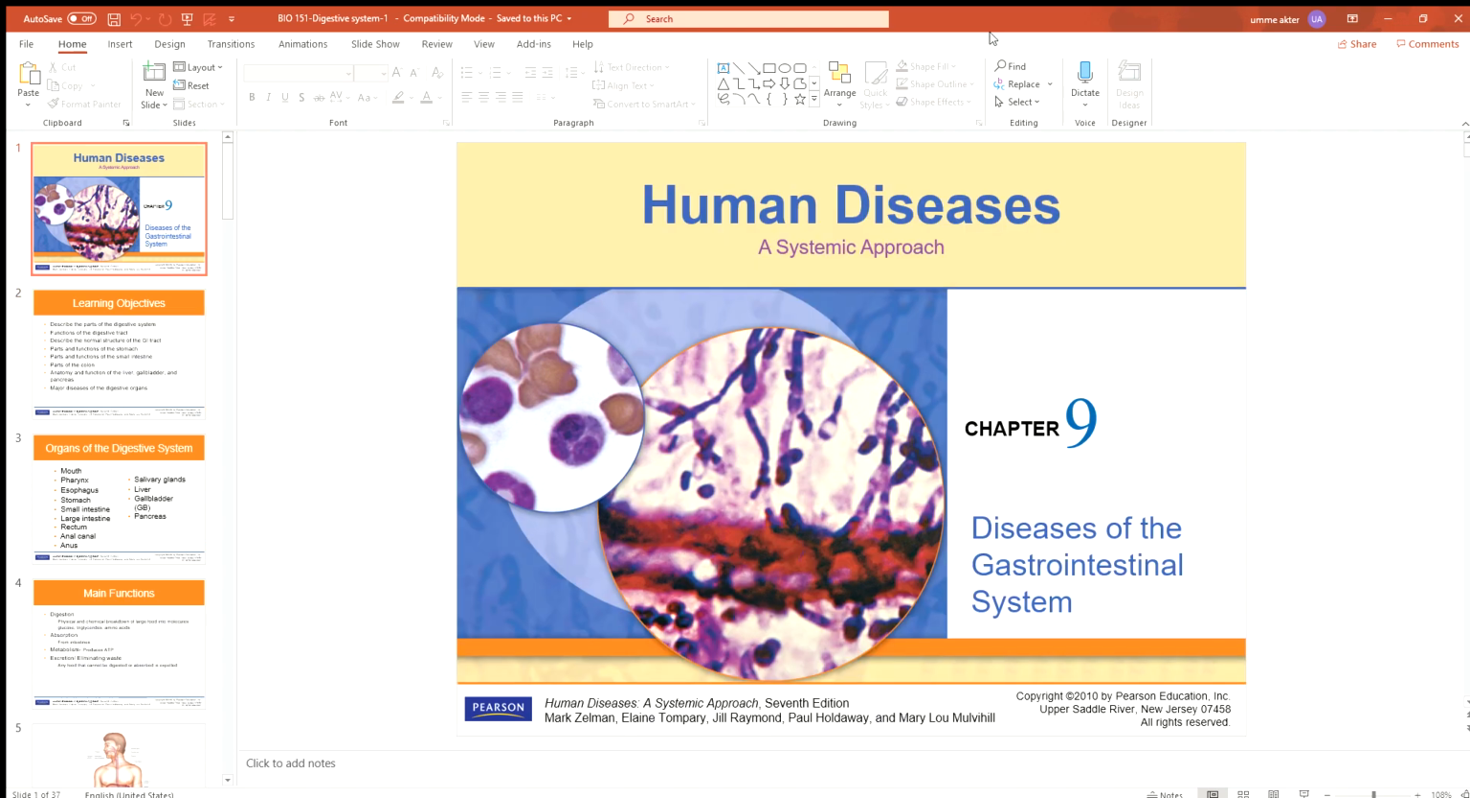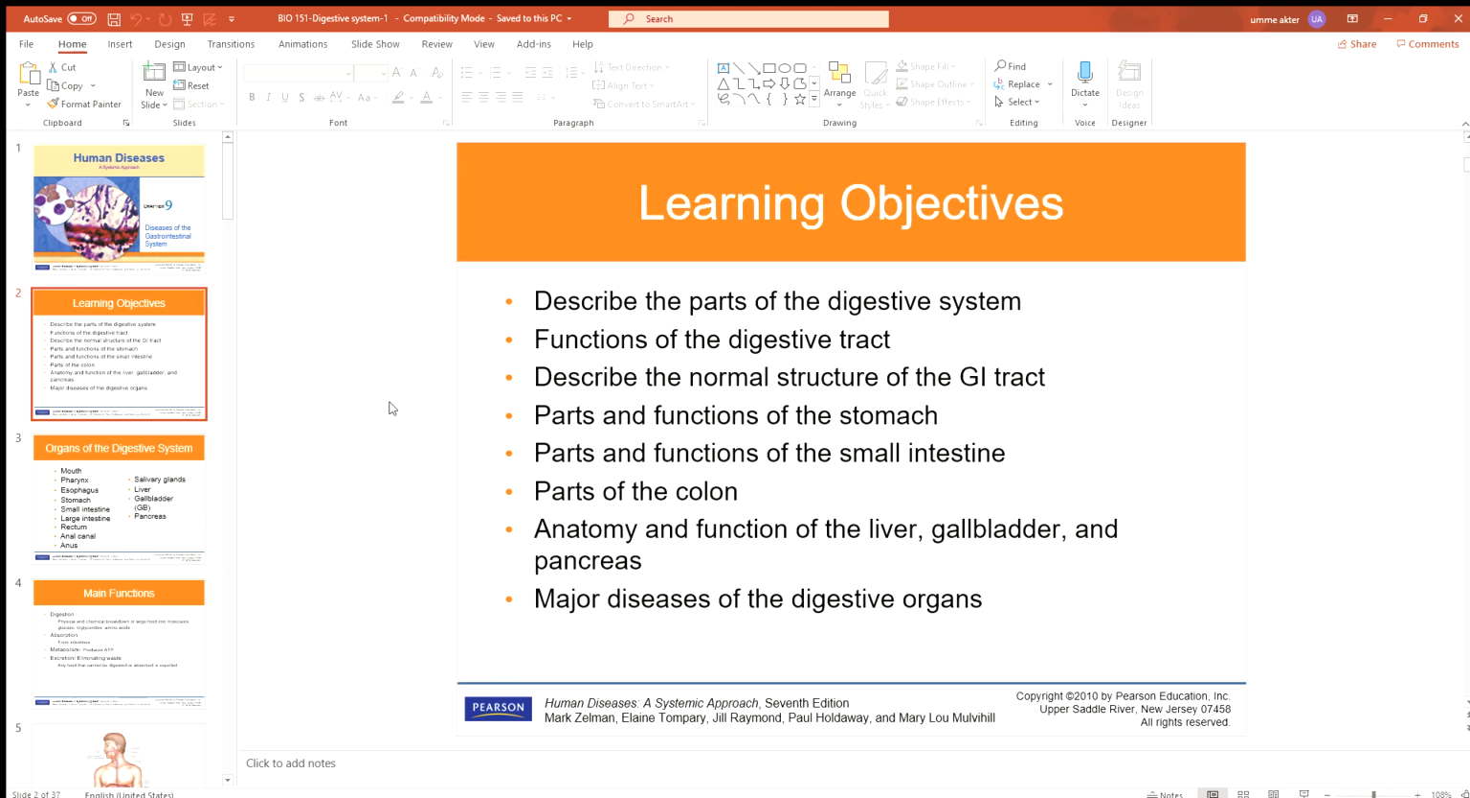Hello everybody. We are going to talk about the gastrointestinal system, which is also known as the digestive system. First we'll see the parts of this important system. Then we'll talk about the important functions of the digestive system.